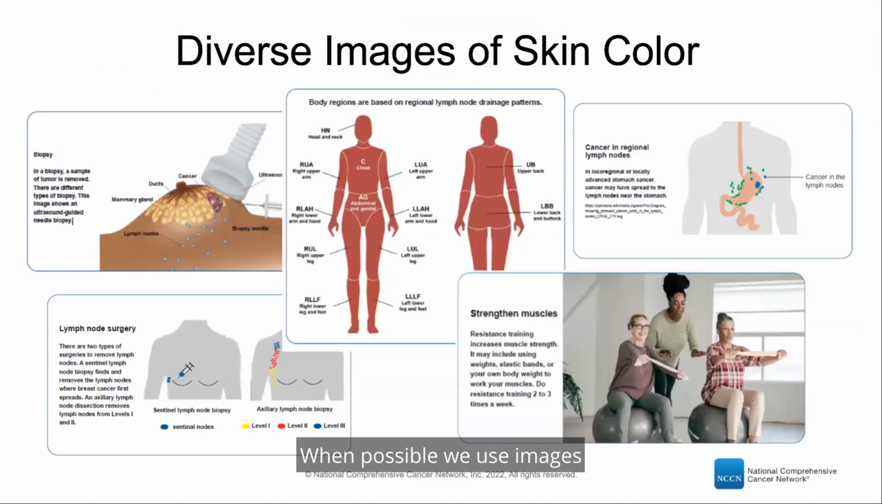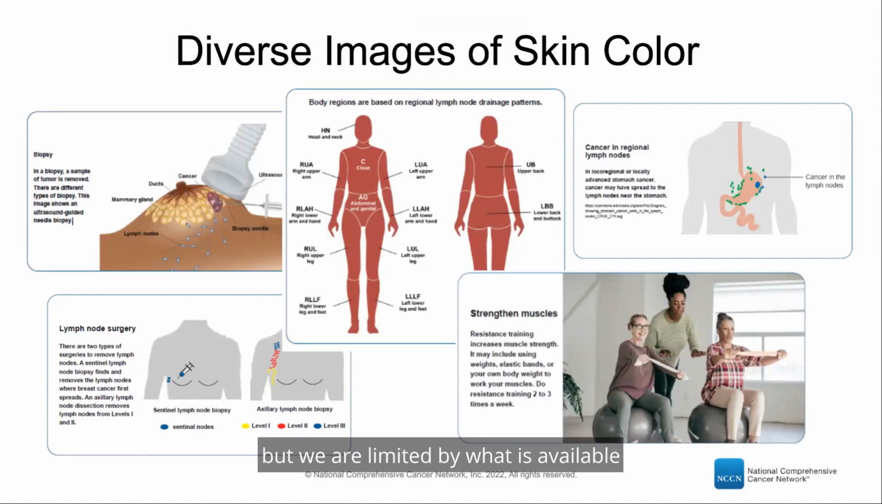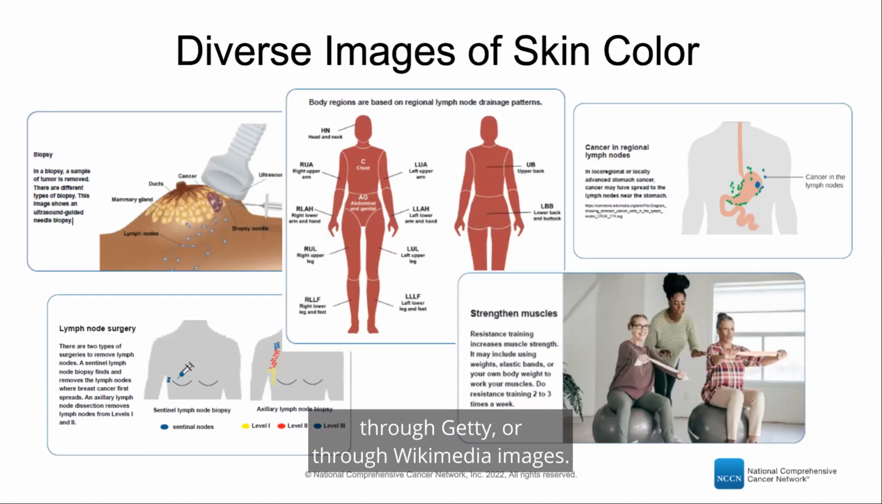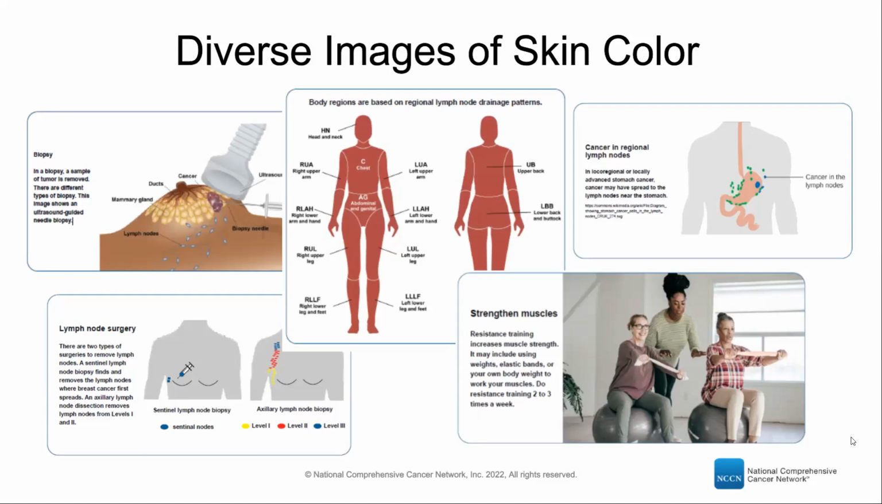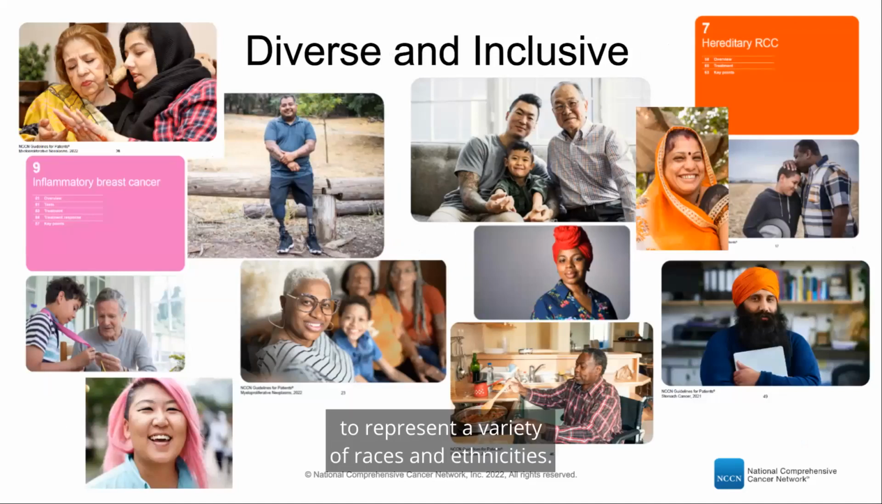When possible, we use images that are gender or color neutral, like this red image in the center, or the non-human gray, as we call it. We do have some options, but we are limited by what is available through Getty or through Wikimedia images. Every effort is made to represent a variety of races and ethnicities.